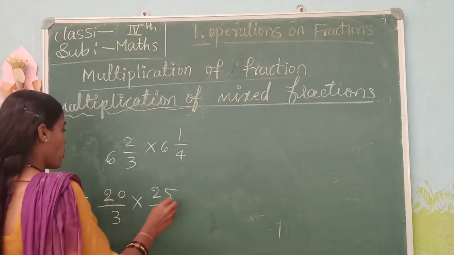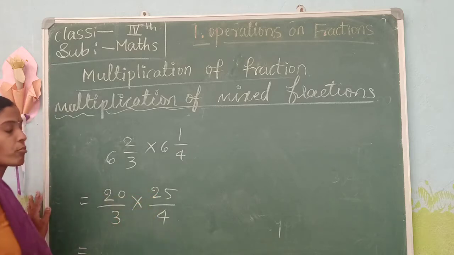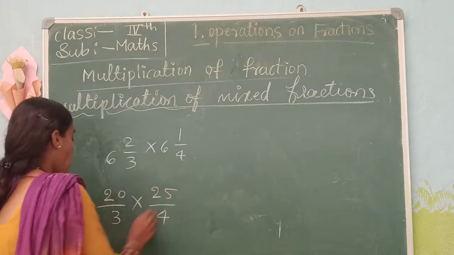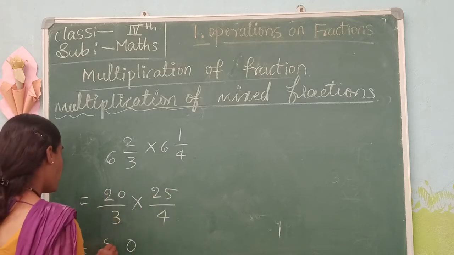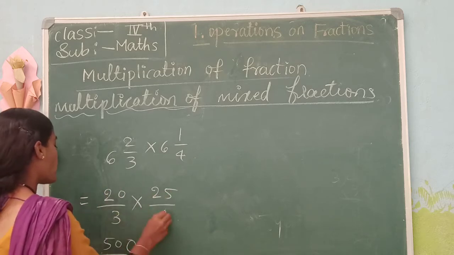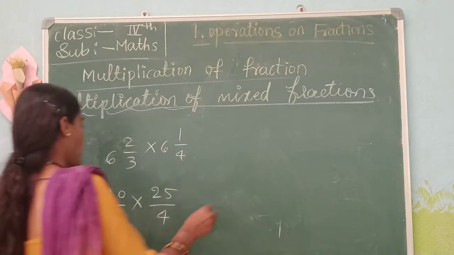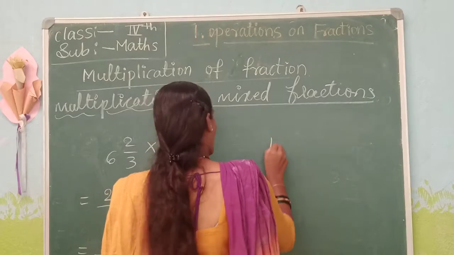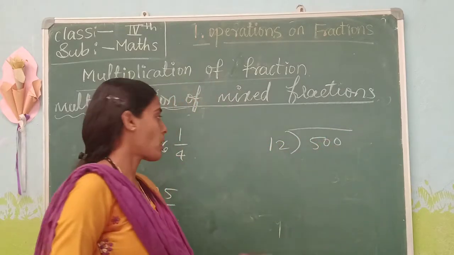Now we multiply numerator by numerator: 20 into 25. 5 zeros are 0, 5 2s are 10, 25 2s are 50, so 500. And 3 fours are 12. Now 500 by 12.